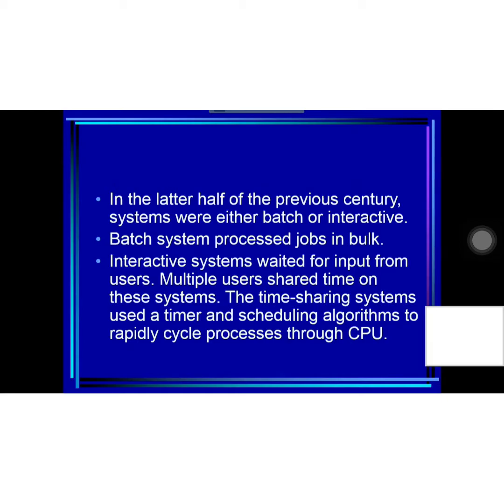In the latter half of the previous century, systems were either batch or interactive. Batch systems processed jobs in bulk. Interactive systems waited for input from users. Multiple users shared time on these systems. The time-sharing system used a timer and sharing algorithms to rapidly cycle processes through the CPU.